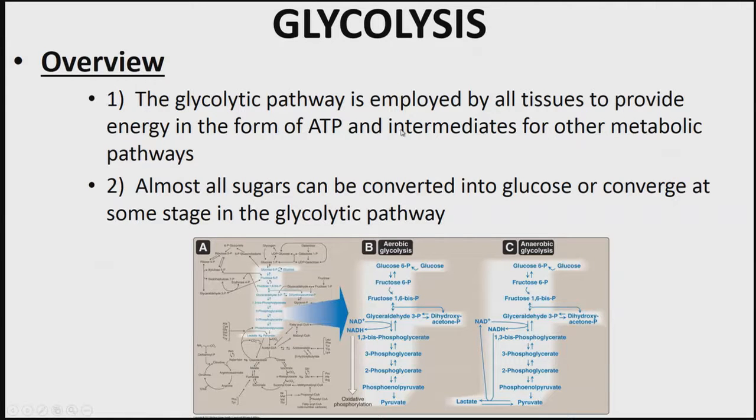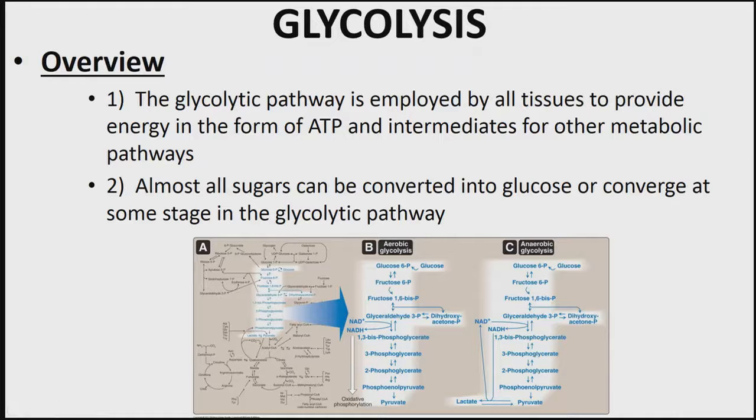But this pathway of glycolysis, so it's literally glycolysis, we're lysing glucose, is employed by all tissues, and it provides energy, okay, in the form of ATP. We're going to make energy. And actually it makes energy in another way as well, but we'll explain that later. But it directly makes ATP, and then it also forms intermediates for other pathways.